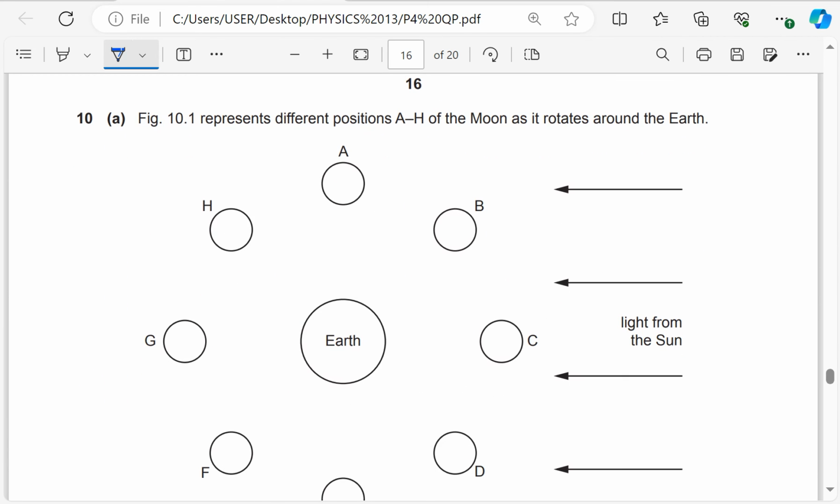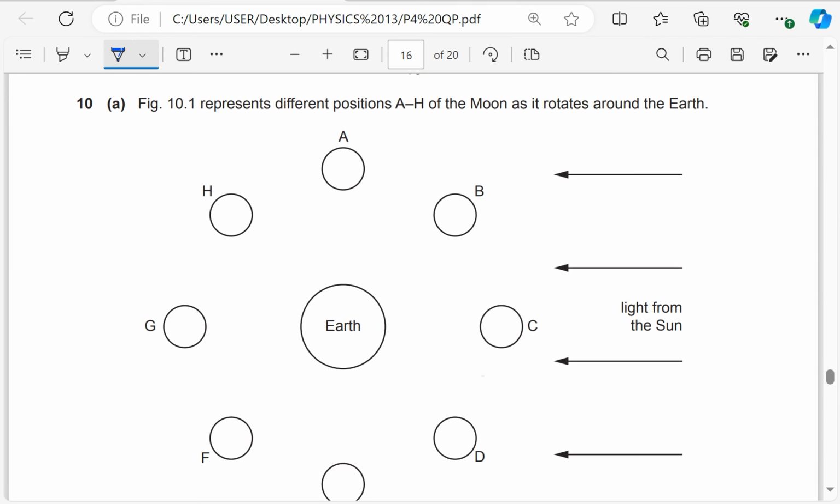Question 10 is, I think, space physics. So the figure represents different positions A to H of the moon as it rotates around the Earth. Of course, when the moon is here, we have a new moon. And when it is a new moon, you see total darkness. If you are standing here on the Earth, you will see total darkness because the moon will be completely in the way of the Earth. So what you see from this side is just a total shadow.